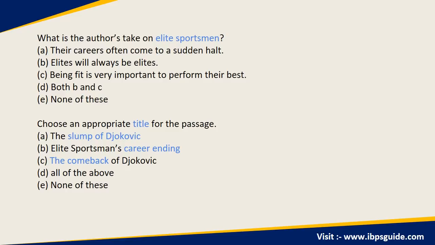Next question, choose an appropriate title for the passage. The Slump of Djokovic, Elite Sportsman's Career Ending, The Comeback of Djokovic, or all of the above. So here you can see that options A and B are negative and option C is positive. So when reading the passage, we just need to see whether it sounds positive or negative. I've highlighted the keywords in blue. These are the words that you should be remembering when reading the passage.